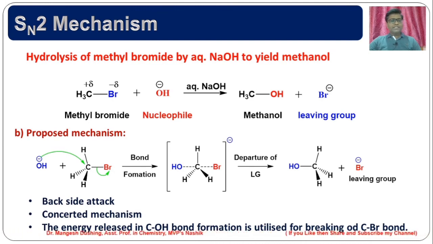The second important thing is that this is a concerted mechanism. Concerted mechanism means simultaneous. So simultaneously the nucleophile attacks on the carbon while simultaneously the C-Br bond breaks. So the bond forming process as well as the bond breaking process happen in the same step, that is called a concerted mechanism. So in a concerted mechanism, the energy released when the C-OH bond is formed is used for C-Br bond breaking. So the energy released while the C-OH bond forms is utilized for the breaking of the C-Br bond.